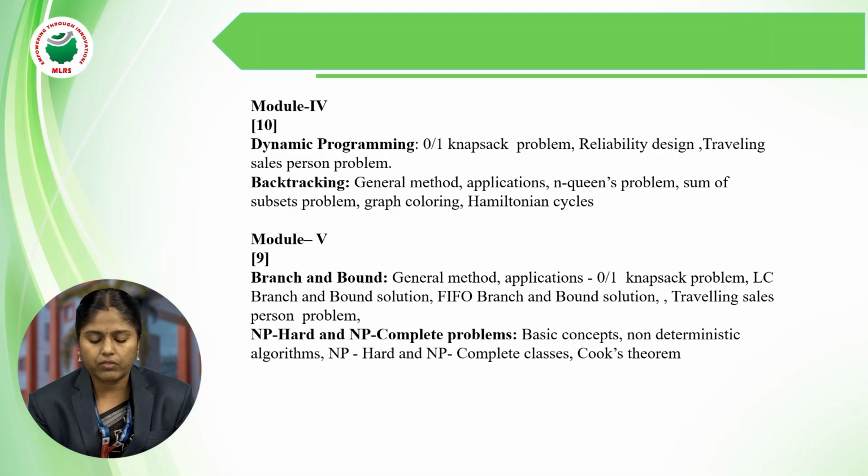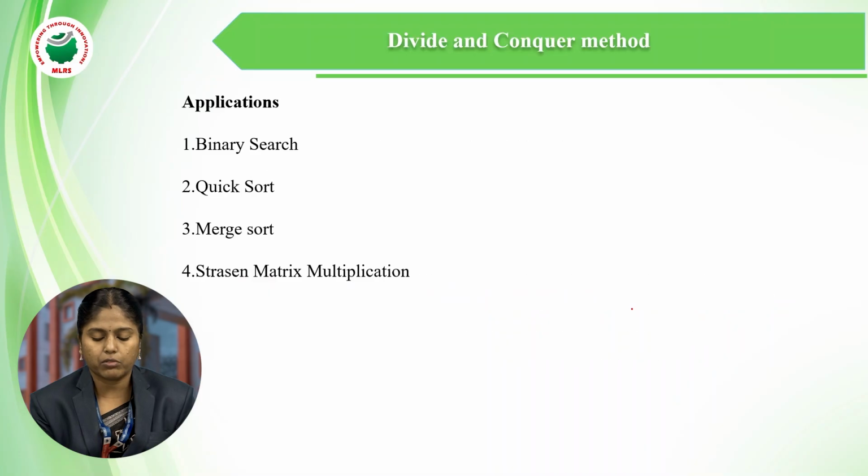The next, fifth unit is about branch and bound, the general method, like the 0/1 knapsack problem, LC branch and bound, FIFO branch and bound, and the traveling salesman problem. And last, there is some theory on NP hard and NP complete solutions. This we are going to read about in the branch and bound solutions.